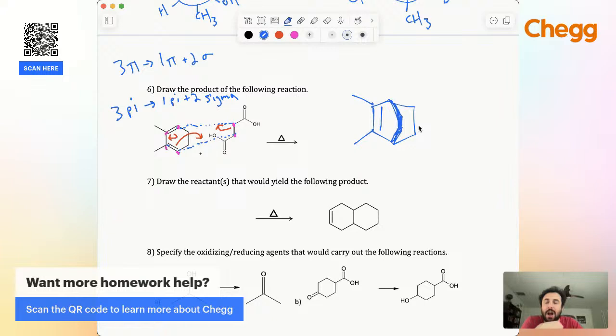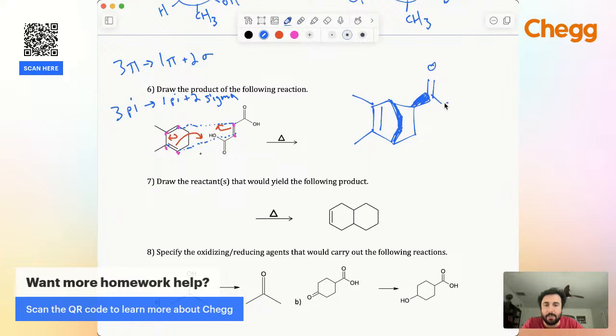Now, over here on what used to be the dienophile, we have these two carboxyl groups. With the dienophile, you have cis and trans potentiality. You have two carboxyl groups that were trans to one another on the dienophile, so they're going to be trans to one another on the product. One of them is going to be on a wedge bond.